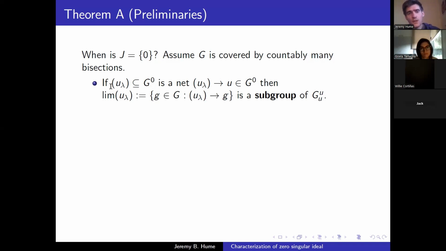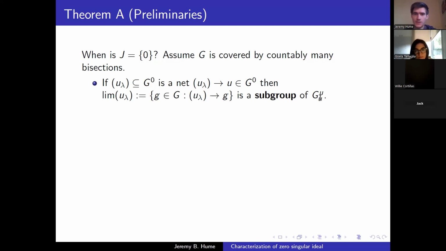So I need to define some things first. If you have a net of units which converge to a specific unit u, then you can look at the limit set of this net inside of the groupoid. That is the collection of all groupoid elements to which this net converges. Since this is a non-Hausdorff groupoid, this collection could be bigger than just the unit, right? And actually this is a subgroup of the isotropy group.